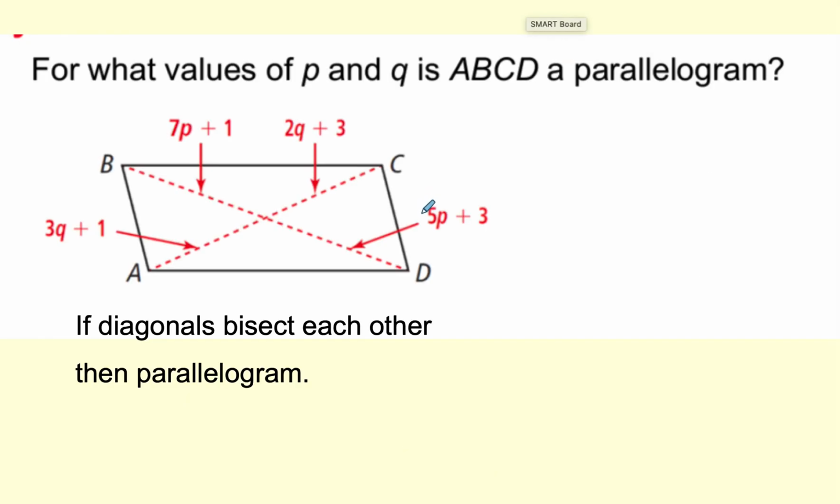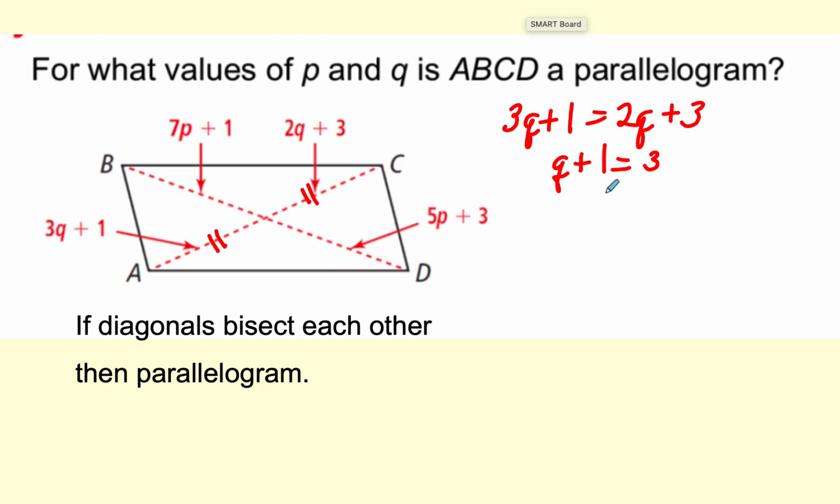All right, for what values of P and Q is ABCD a parallelogram? Now this is about diagonals, and what we want to do with the diagonals is make sure they bisect each other. So we want to make sure 3Q plus 1 equals 2Q plus 3. Subtract 2Q on both sides, that's Q plus 1 is equal to 3. Therefore, Q is equal to 2. If Q is equal to 2, then this length will be a 7, and this will be 7 and 7.